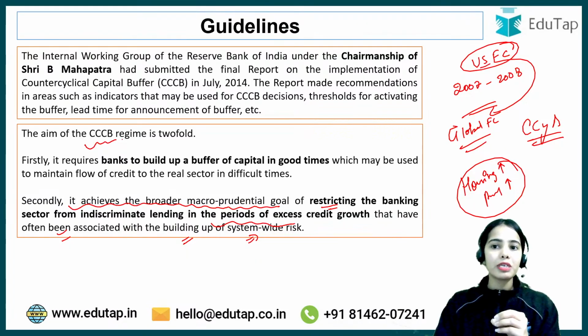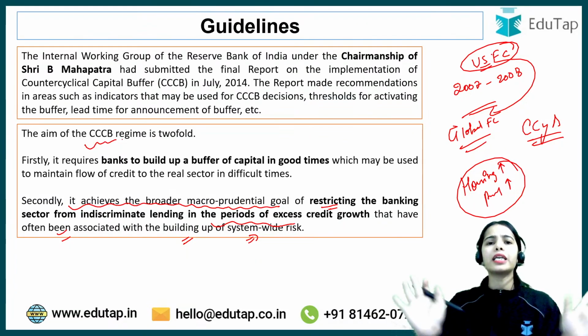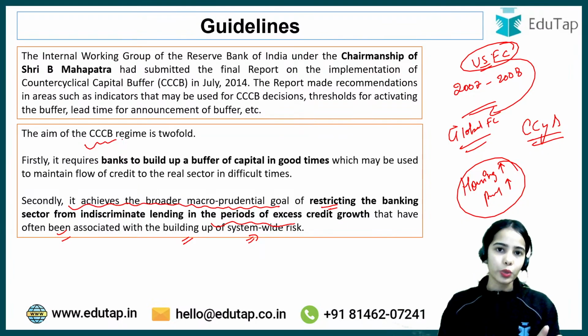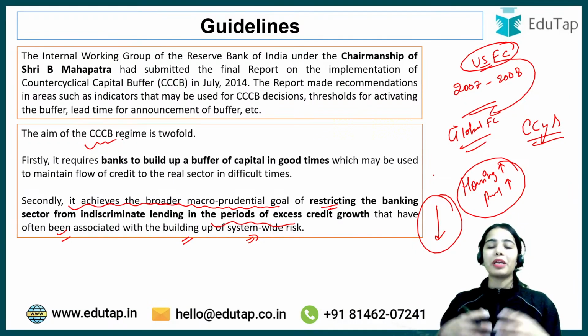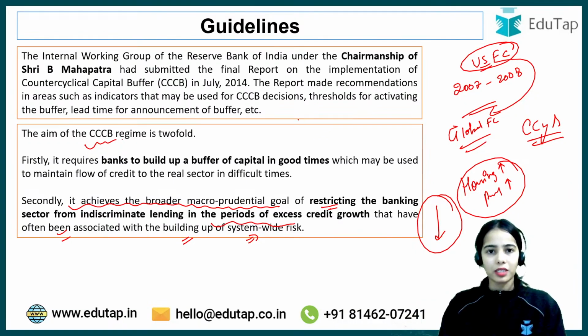So in the US, it was seen that there was indiscriminate lending, a lot of credit growth, and when the housing prices started to decrease, many defaults started to happen, because many people were not able to give back the money.